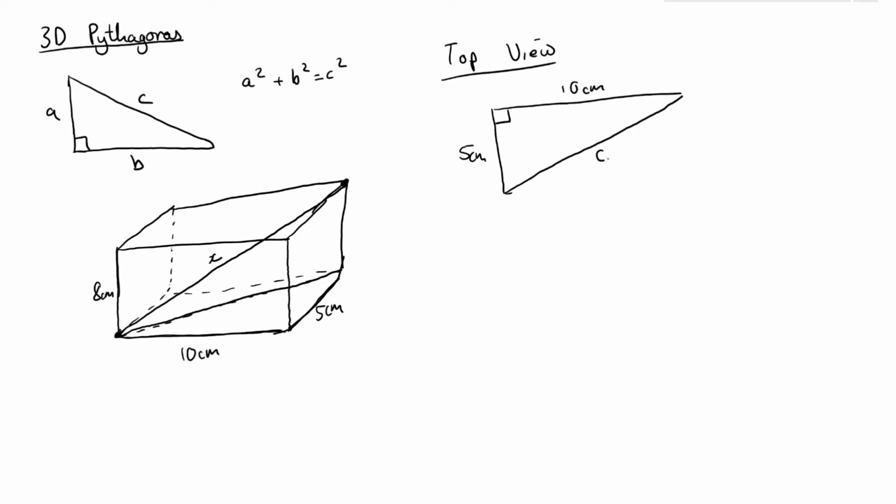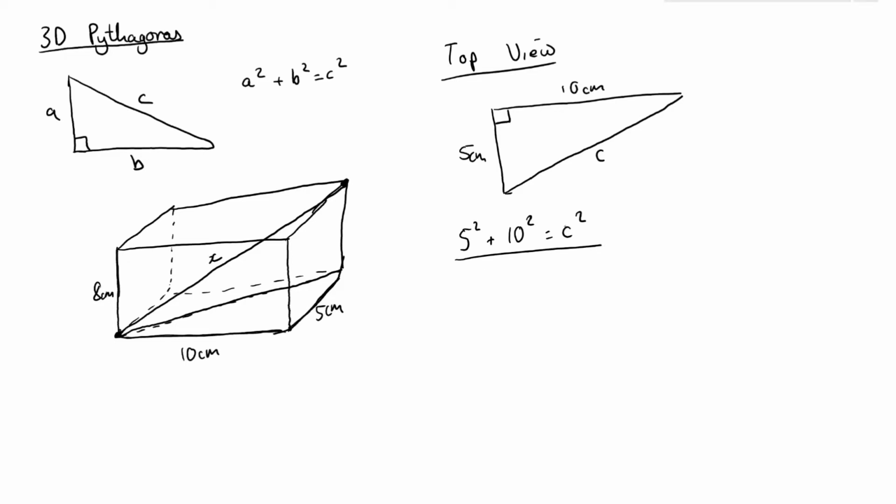So I can do this. I can just say that 5 squared plus 10 squared is equal to C squared. Let's leave it like this for now. We'll see why in a second.